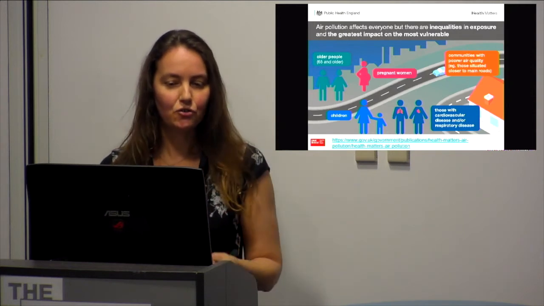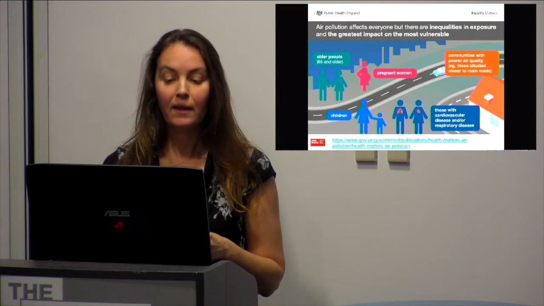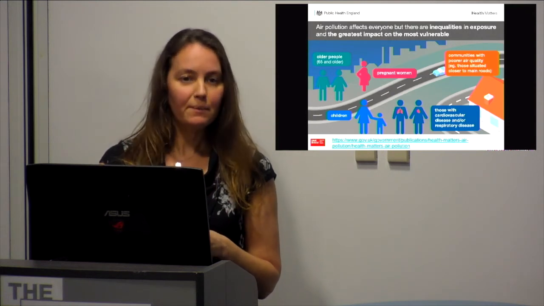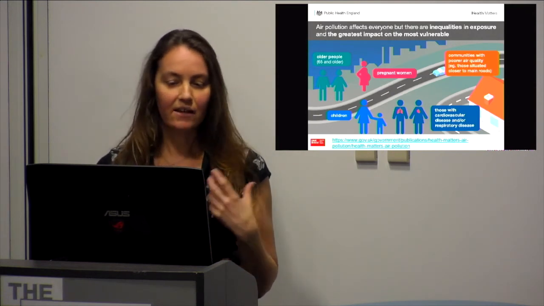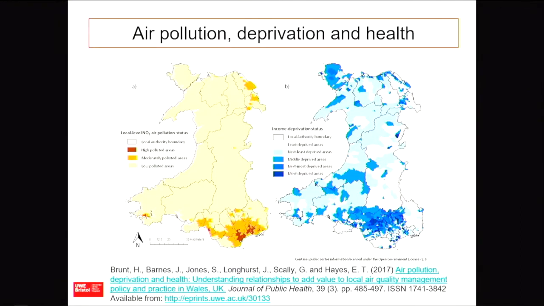So we've said that there are key vulnerable groups. We recognise children as a key vulnerable group, and older people, and also pregnant women. But there are also people that have existing cardiovascular and respiratory diseases. They are also particularly susceptible. And there are communities that are living in areas with poor air quality. And it tends to be that those areas with poor air quality also tend to be areas with very high levels of deprivation. So I'm moving into the area of our research now.